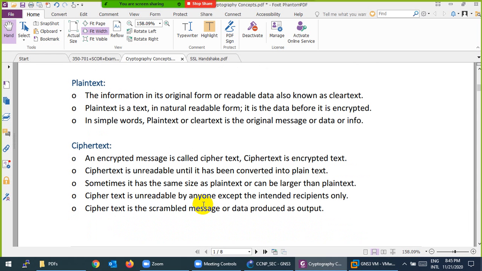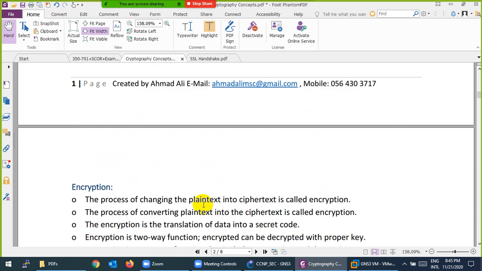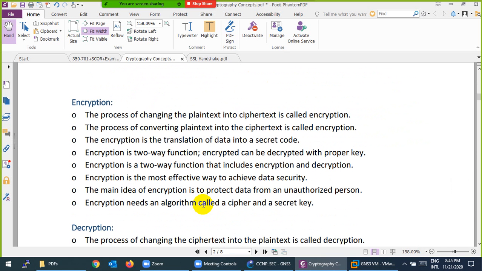Ciphertext: when we convert plain text to an unreadable form, to scramble it, to change it into something else so it cannot be understood by a third party, we call it ciphertext. So a scrambled, unreadable message is called ciphertext. Two things are clear: plain text and ciphertext. Then encryption, we will do it in detail, but right now, encryption means the method of changing plain text, a readable form, into ciphertext, an unreadable form. So the method of converting plain text to ciphertext is called encryption.